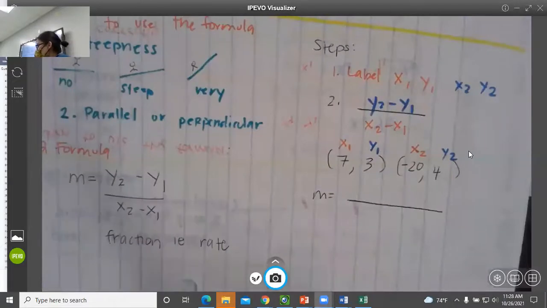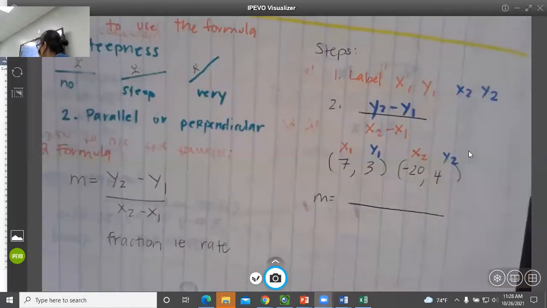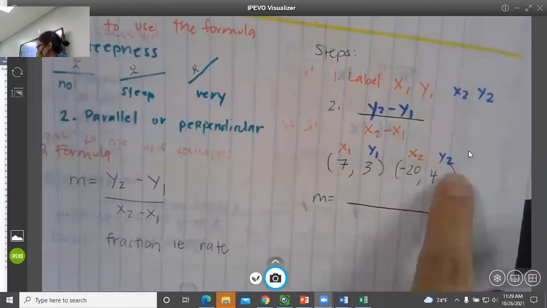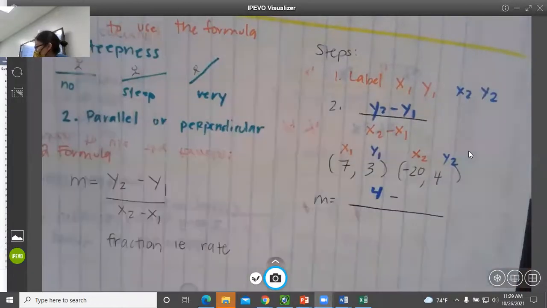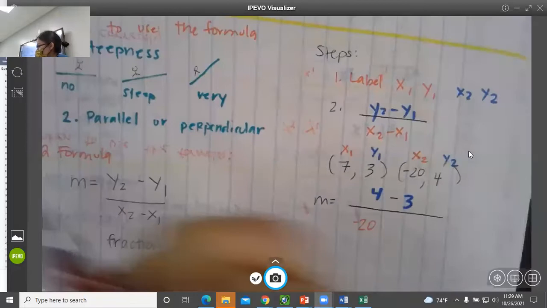Can you tell me what Y2 is? Y2 is 4 minus Y1. Yes, X2. Perfect. Minus X1. Perfect.